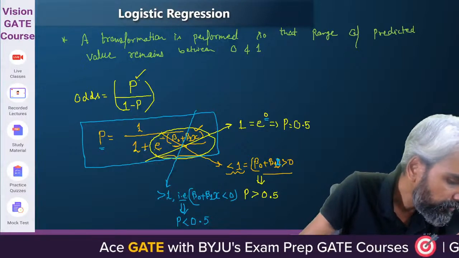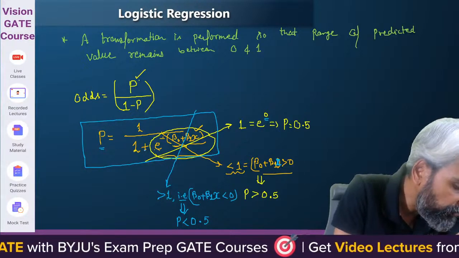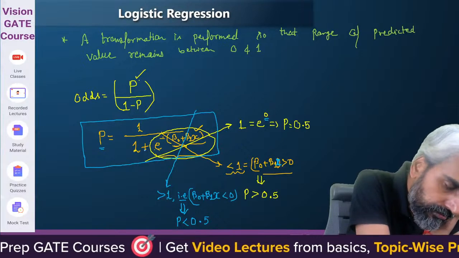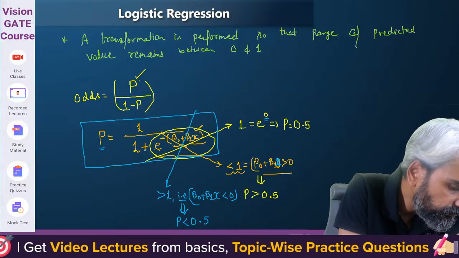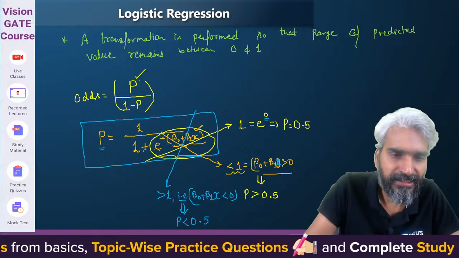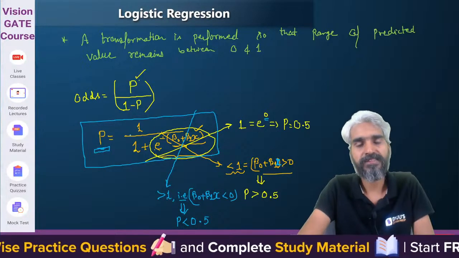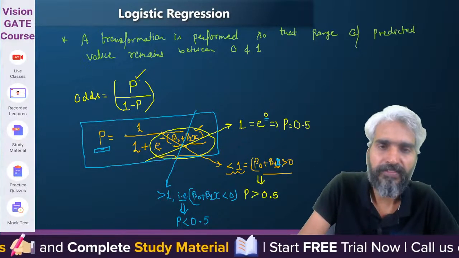Clear? Sir, what is fail, what are you asking? I did not say fail. What are you asking, Fanto? Fail is what? This is the probability of a student getting passed.